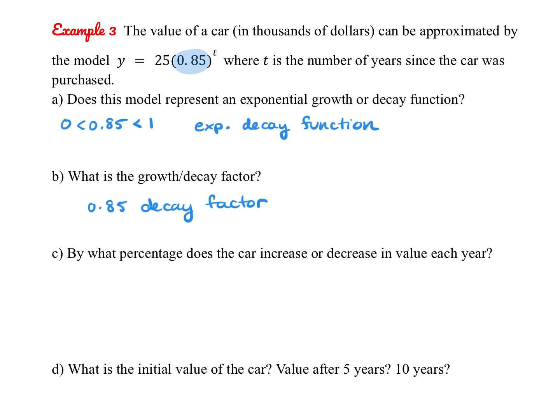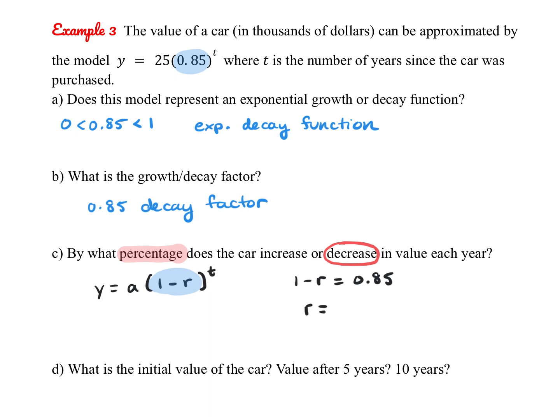Now for this next one, we have to do a little more critical thinking. They're asking, by what percentage does the car increase or decrease in value each year? So first, we know that it's going to be decreasing because it's a decay function. But just remember, for our model, it looks like this. So whatever the base of your exponential term is becomes 1 minus r. So you could see that 0.85 is 1 minus r. So I could say 1 minus r equals 0.85.